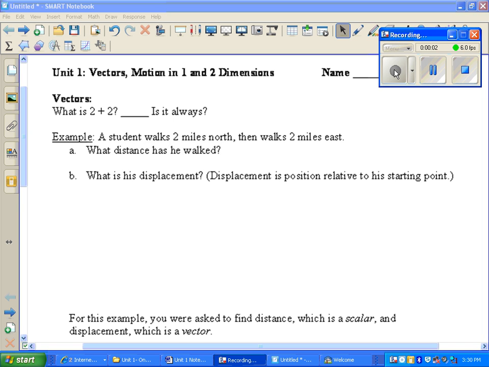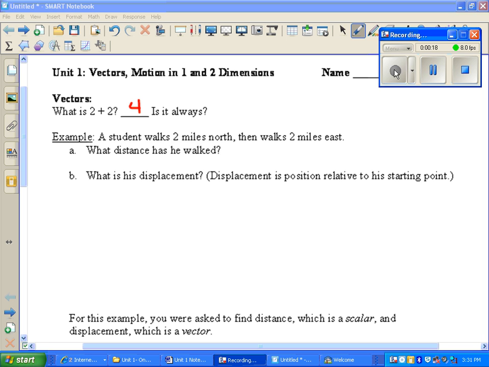Okay, we're going to start our study of physics the way my high school physics class started way back in the dark ages. We're going to talk about vectors and scalars. Now, he started out by saying, what is 2 plus 2? And we all said, okay, it's 4. And then he said, is it always?